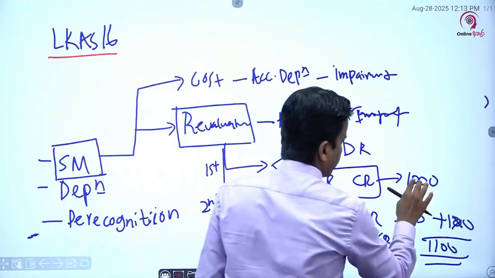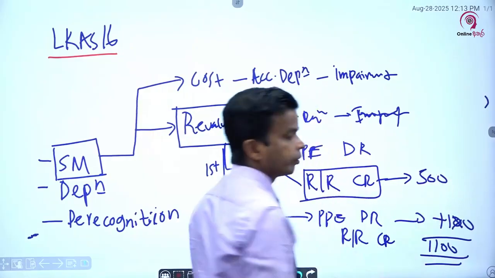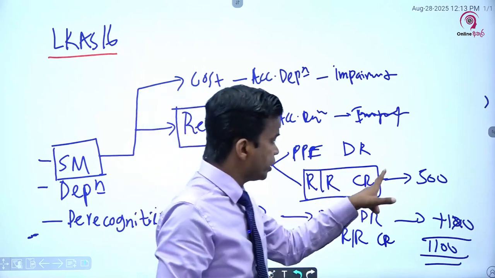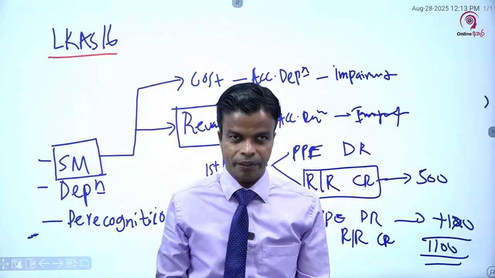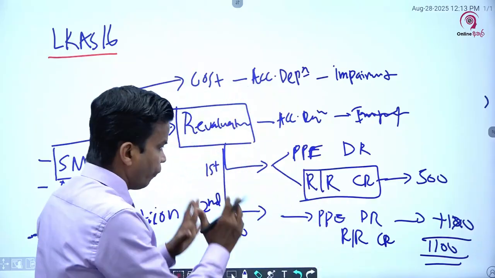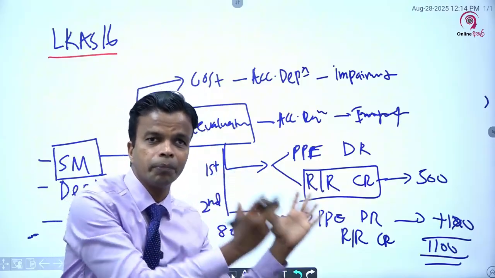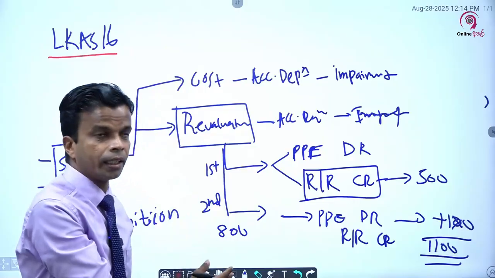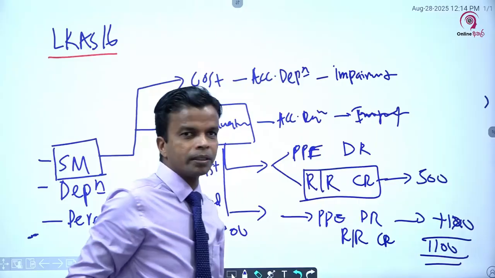What if this is not 1,000 but 500? Now if you do the reversal, the revaluation reserve will be negative 300. That does not make sense, right? So what the standard says, when you have a situation that you don't have sufficient revaluation surplus available to set off against the revaluation deficit, what you do is first you eliminate the revaluation surplus in full.